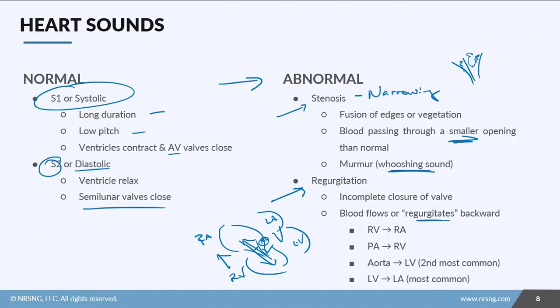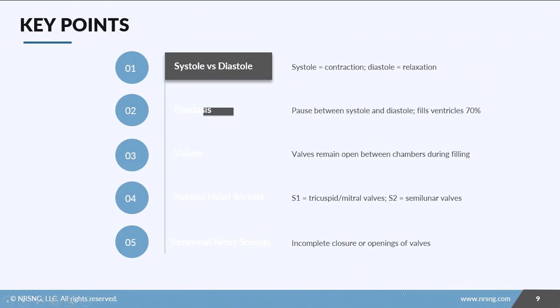You can also have some that go from the aorta. So this is your aortic valve. It can go back from the aortic valve to the left atrium, and this is going to be your second most common type of regurgitation. Or you can have it go from the left ventricle back to the left atrium, and that's going to be your most common type of regurgitation.